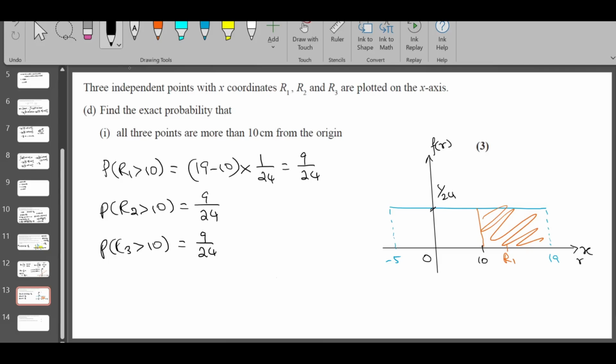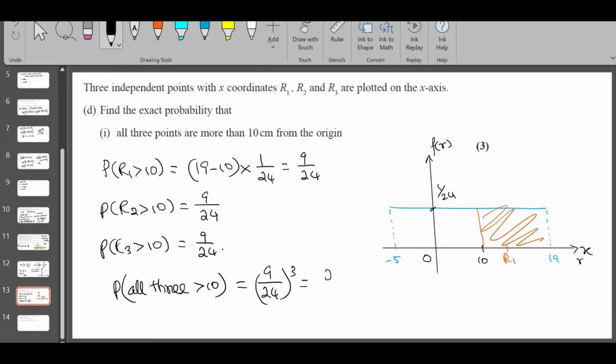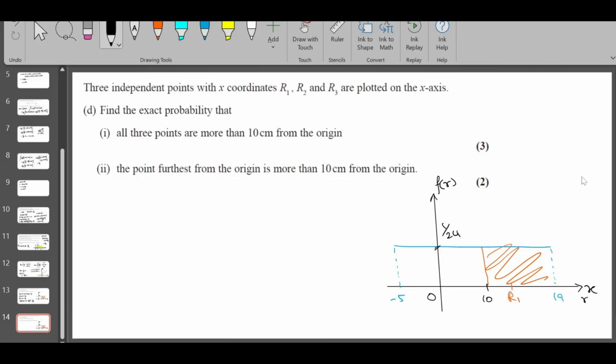Now when they say all 3 points are greater than 10 centimeters away, you need to multiply all 3 probabilities, which is the same as 9 over 24 whole cubed, which is 27 over 512. That's the answer. Let's look at part E now.